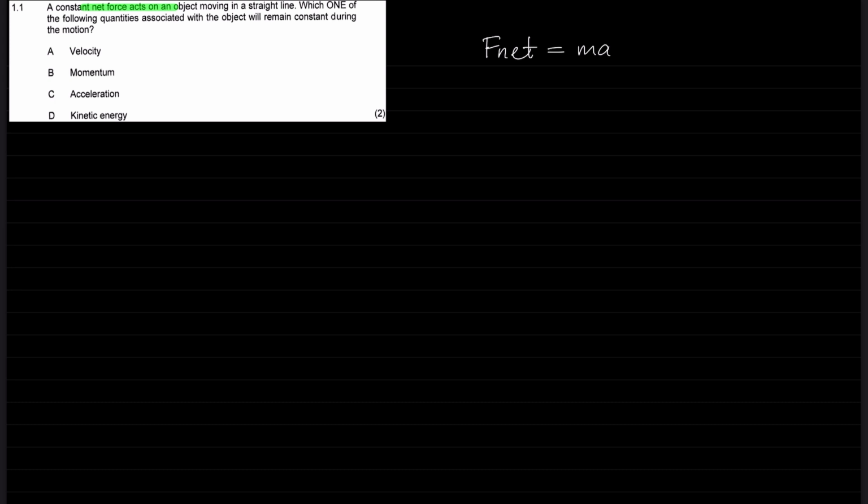We know from Newton's second law, if there is a net force acting on an object, the object is going to accelerate. Acceleration is equal to the change in velocity divided by time, so the velocity is going to change. If velocity changes, that's out. Momentum is equal to mass times velocity, so if velocity is changing, momentum is also going to change. Kinetic energy, EK, is equal to half mv squared. If velocity is changing, EK is going to change. So the only option left is acceleration. The answer is C.